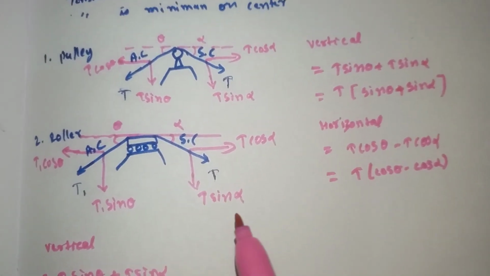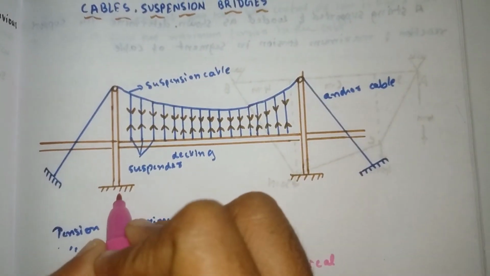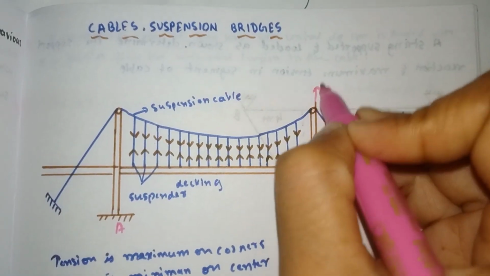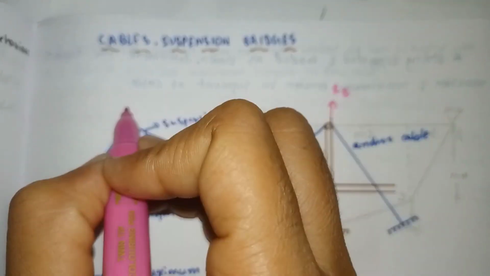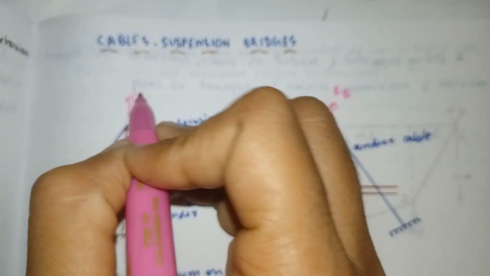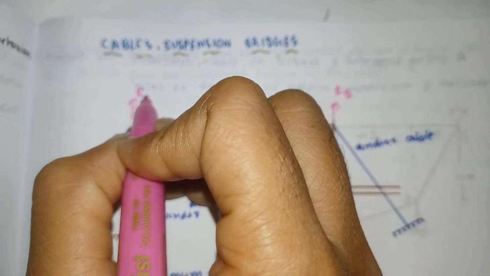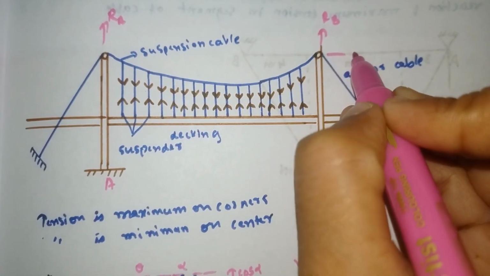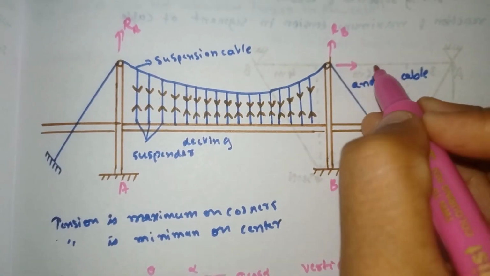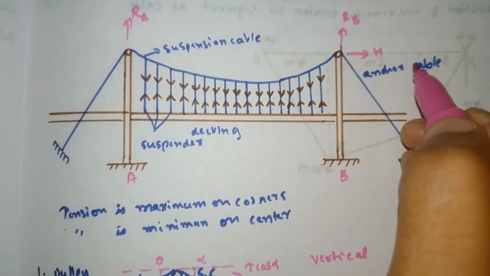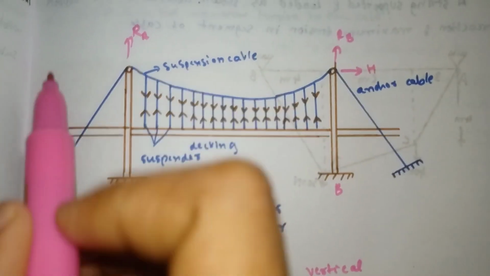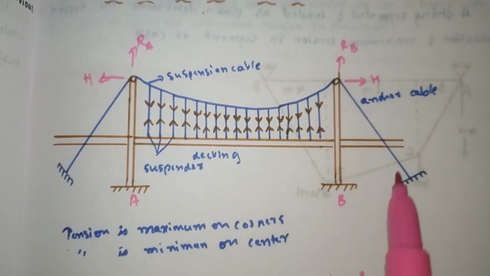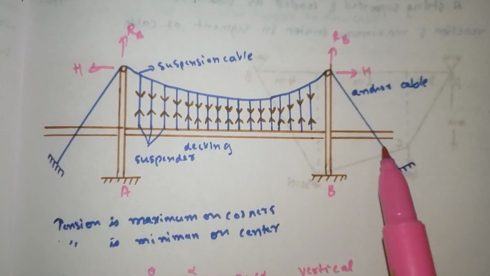I will tell you one more thing here. This is point A, call this point B. Reaction at B, RB will come here, and reaction at point A, RA will take place. Here also horizontal load will come, and it always acts outward. The H value here on both sides will be the same, and it also acts outward. Why it acts outward, I will tell you.